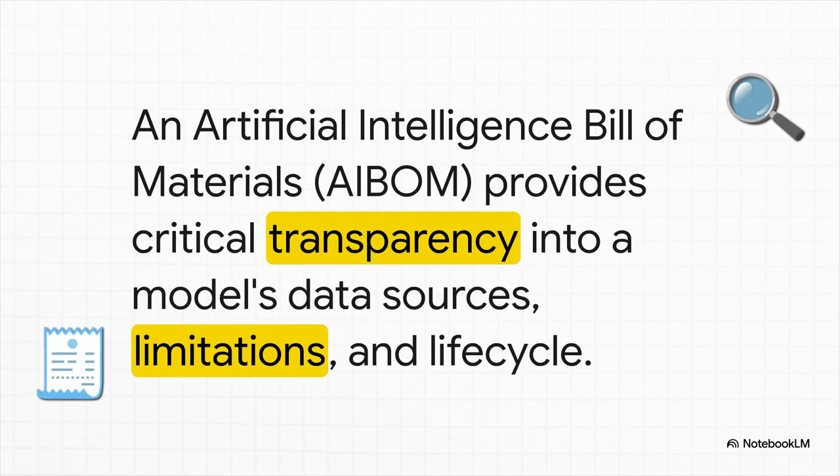And there's this really cool idea gaining traction called an AI bomb, an AI bill of materials. The best way to think about it is like a nutrition label on food. It tells you all the ingredients. What data was it trained on? Where did it come from? What are its known allergies or limitations? This kind of transparency is going to be absolutely crucial if we're going to trust these systems.